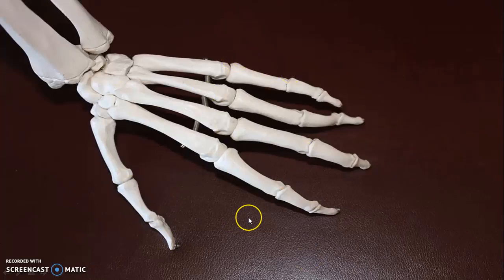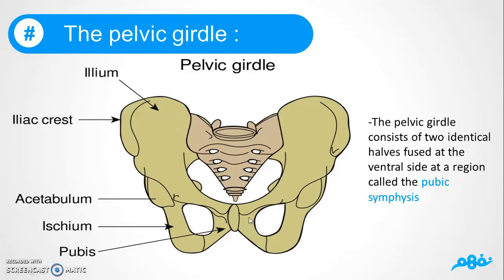Is it clear? Okay, clear. The next one, the pelvic girdle. We said before that we have 2 types of girdle, the pectoral girdle and the pelvic girdle. In the pectoral girdle we had 2 identical halves, and here we also have 2 identical halves, fused at the very side in a region called the pelvic symphysis.